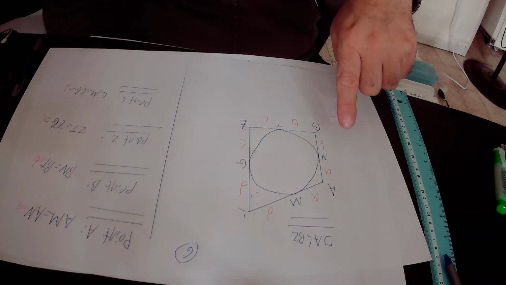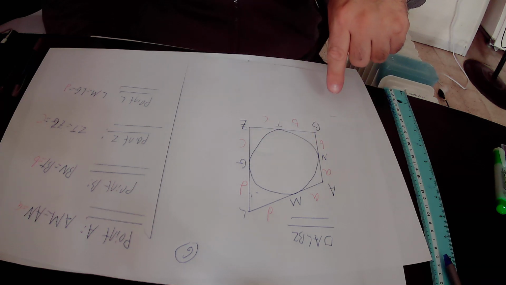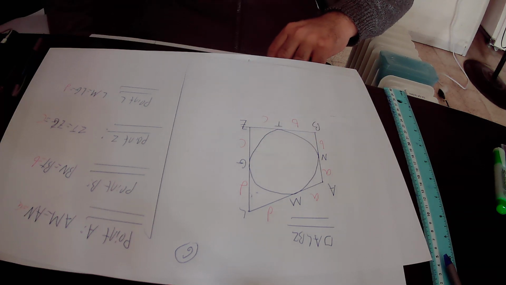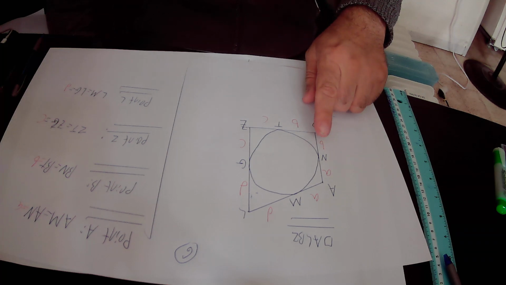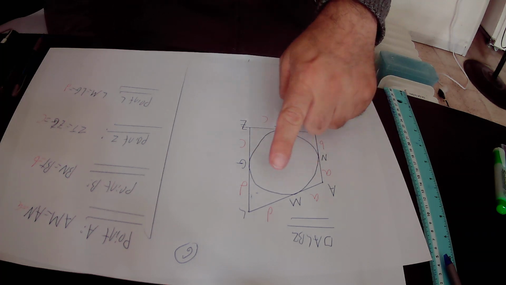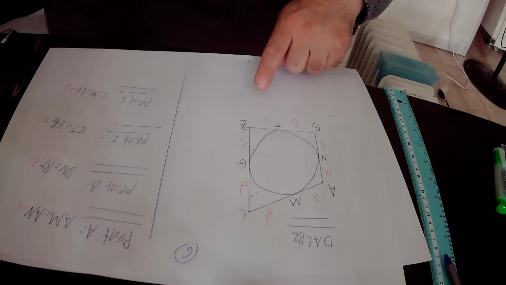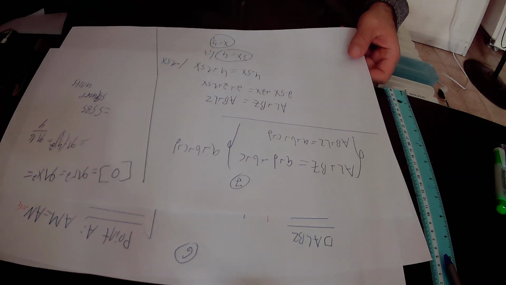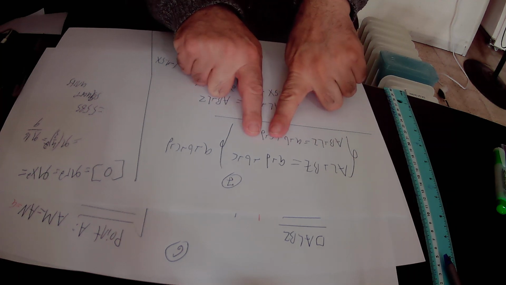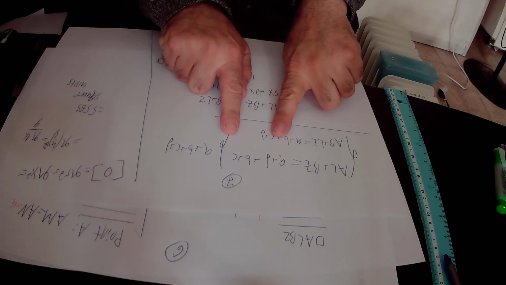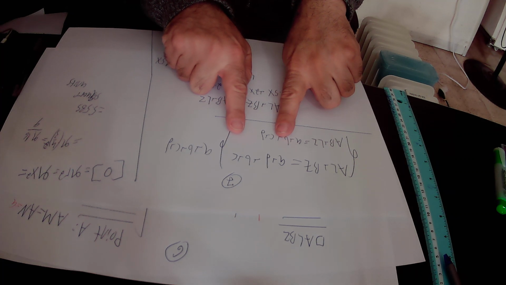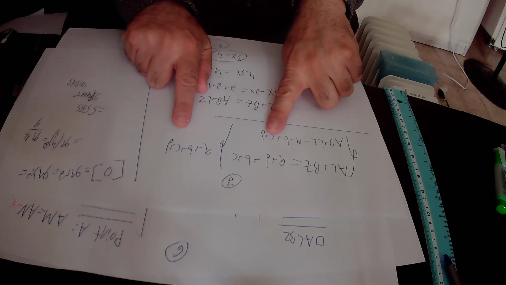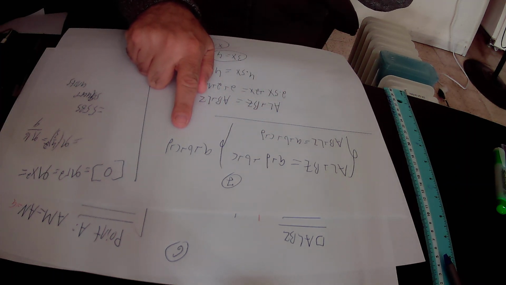Then we added side AL to side BZ. From the drawing, it is very easy to see that AL equals a plus d and BZ equals b plus c. So in total, AL plus BZ equals a plus d plus b plus c. We can change the order of the variables, and we get that a plus d plus b plus c equals a plus b plus c plus d. We just change the order.